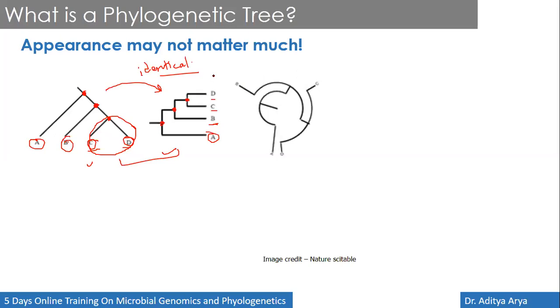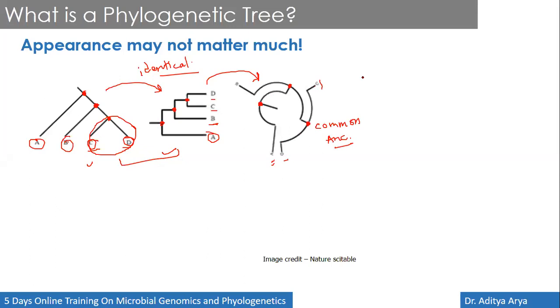Similarly, if you draw the same phylogenetic tree in this manner, you can realize that A is here and you can see C and D here. So if C and D are here and they have a common point from which they emerged, you can still say that they had a common ancestor, and then this point is connected to this point, from where you can see that A emerged and B emerged, and then you had another common ancestor here.